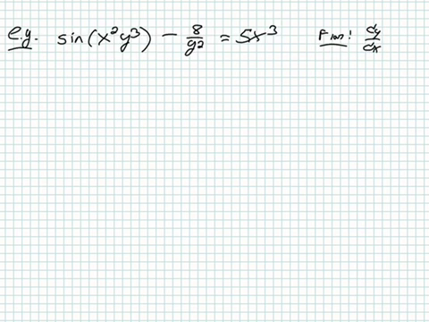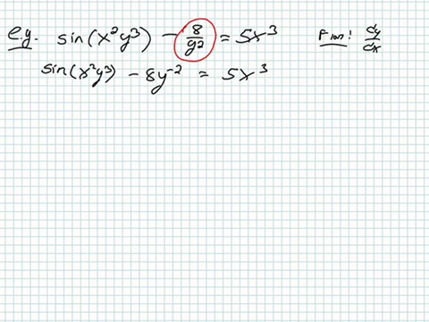So what I want to do first is, you see this term right here. You don't want to use the quotient rule because you can actually write that so you can use the power rule. So I'm going to rewrite this equation before I start. Sine of x squared y cubed minus 8 times y to the minus 2 is equal to 5x cubed. Okay, so now I'm going to use implicit differentiation. So step 1 is I'm going to take d dx of both sides.